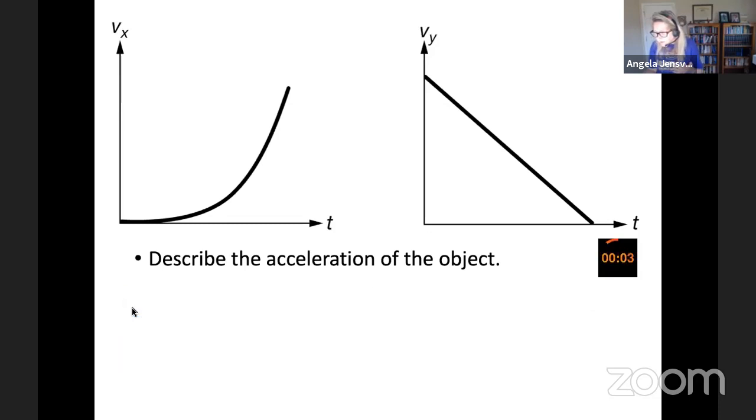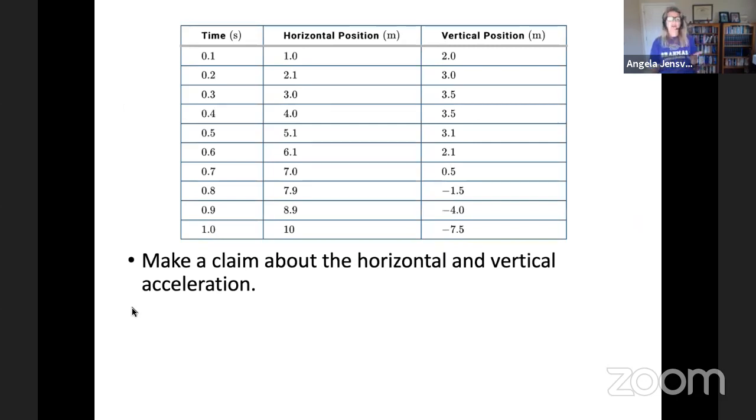Do another one. Okay, now we're going to make a claim. I'm going to give you a little bit longer for this one. I'll just give you 1 minute. Might not be enough time, but see how far you can get.